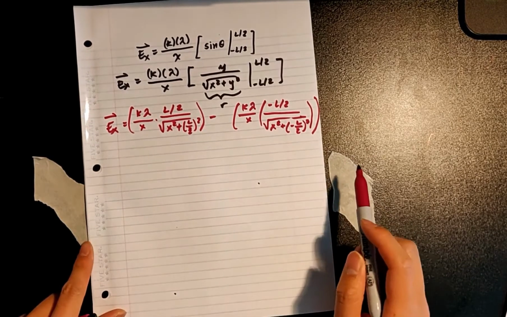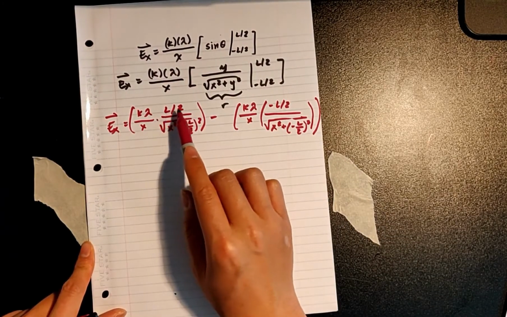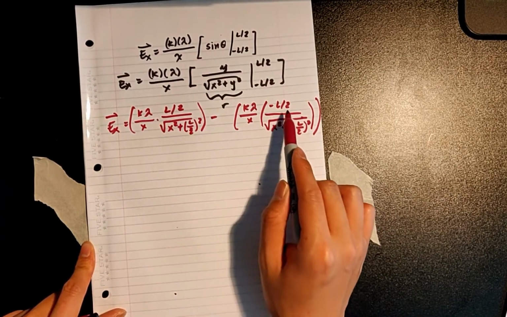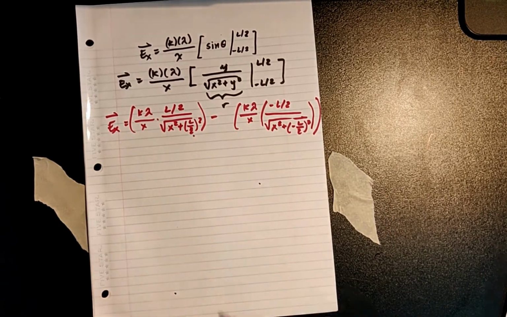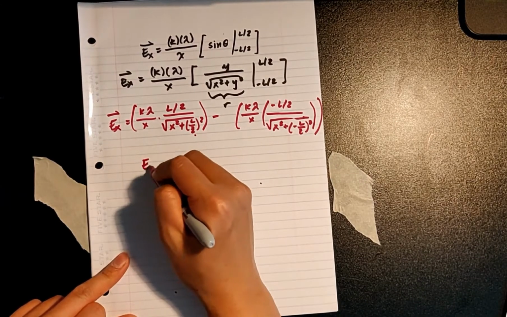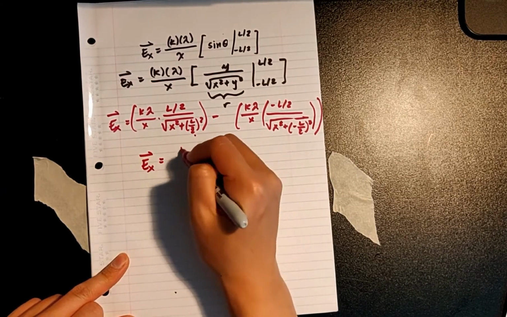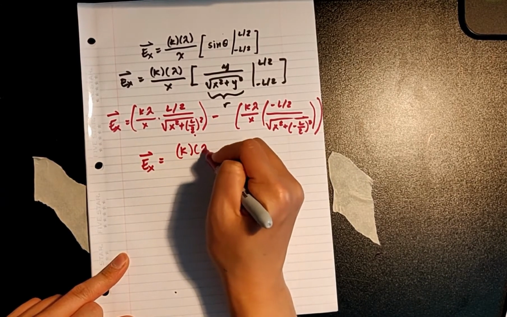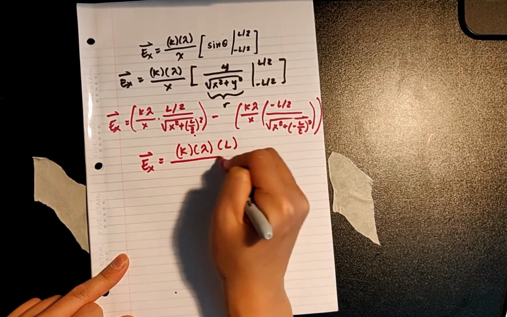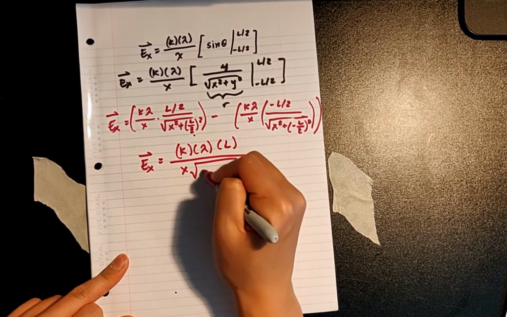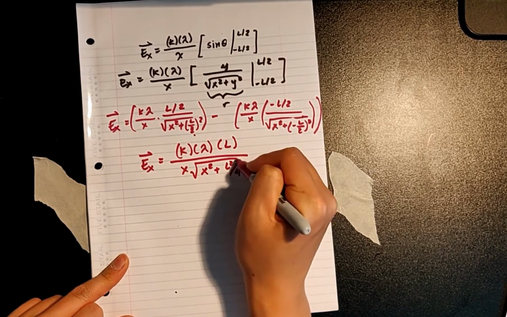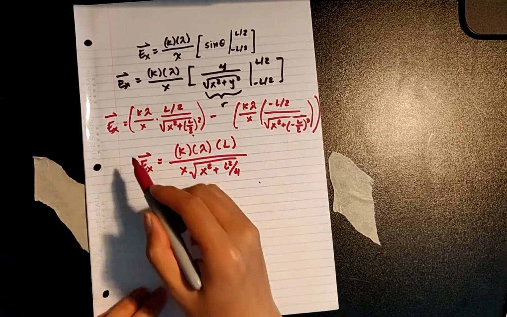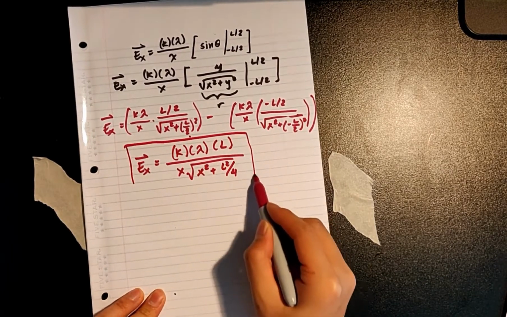And to simplify this, if you look at L over 2 minus L over 2, that would just be L. And simplifying this part, it will just be L squared over 4. So, E of x will just be k lambda L over x times the square root of x squared plus L squared over 4. And this will be our answer for part A.